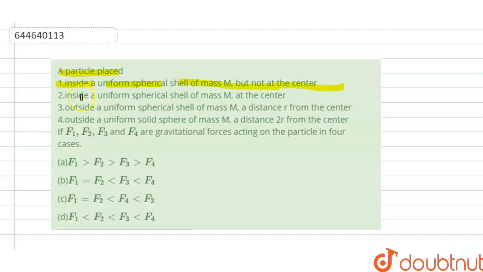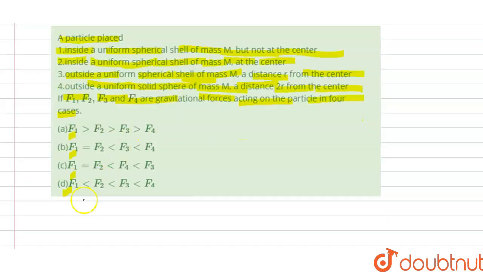Hello students, today our question is: a particle is placed inside a uniform spherical shell of mass m but not at the center; second, inside a uniform spherical shell of mass m at the center; third, outside a uniform spherical shell of mass m at a distance r from the center; and fourth, outside a uniform solid sphere of mass m at a distance of 2r from the center. If F1, F2, F3 and F4 are the gravitational forces acting on the particle in the four cases, options A, B, C, D are given here. We have to find which option is correct.